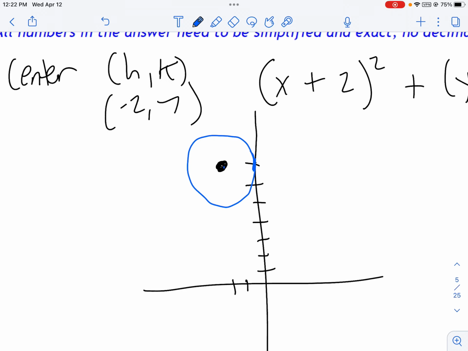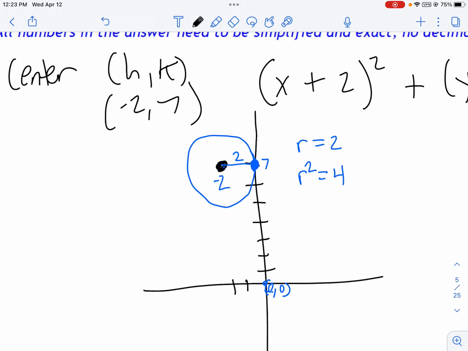Well, think about it this way. If this is -2, what x value is the y-axis at? Sorry, the y-coordinate is at 7, but the x value of the y-axis is at 0, right? Because it's (0, 0) right there, your origin. That means you haven't moved left or right at this intersection point. It's a straight shot from -2 to 0 on your x's, so that's a distance of 2. That's your radius. Your radius is 2, which means your radius squared is 4.